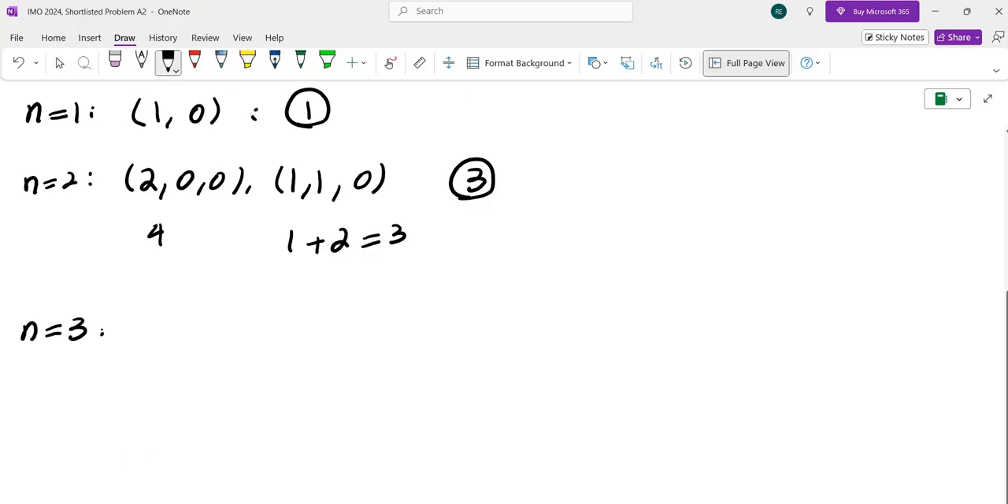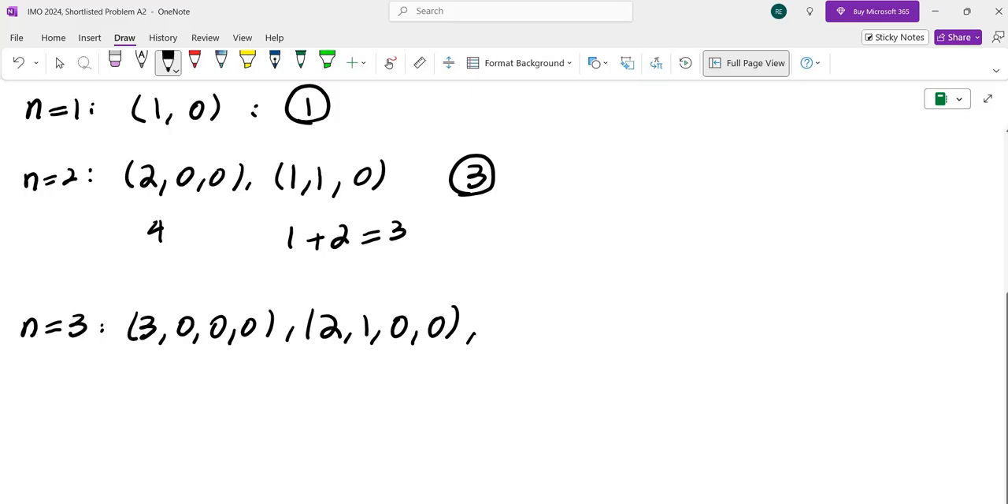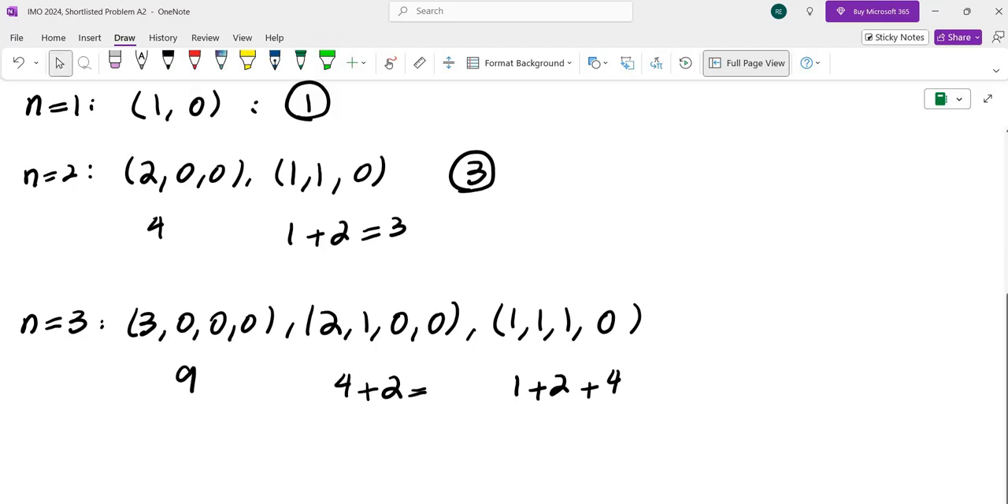N equals 3. So we get 3, 0, 0, 0; 2, 1, 0, 0. And as you notice, I don't write down the ones that are not decreasing. And then 1, 1, 1, 0. So this one would be 9. This one would be 4 plus 2. This one would be 1 plus 2 plus 4. So this one is 6. This one is 7. So the minimum is in fact 6.